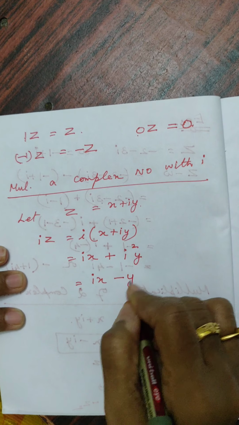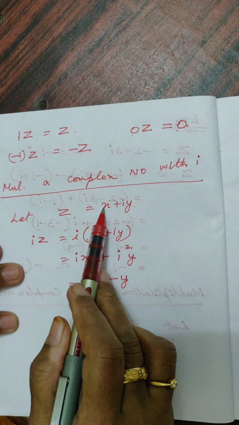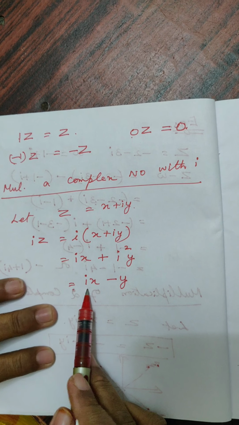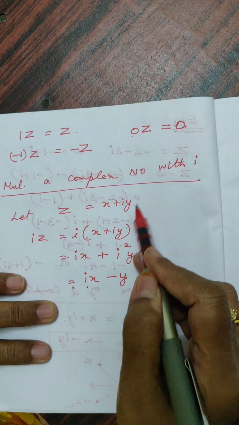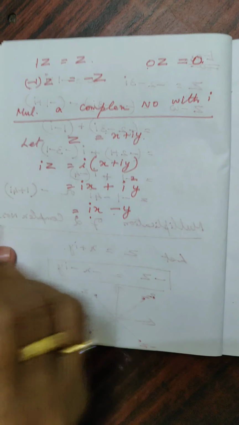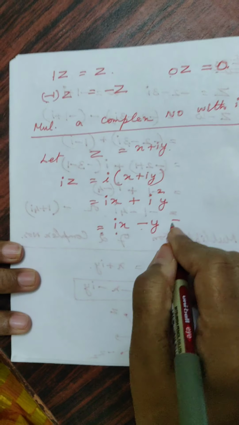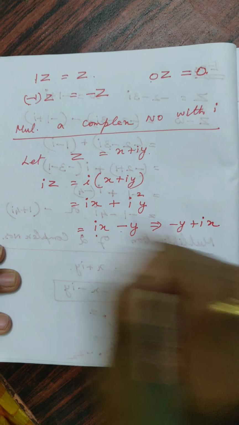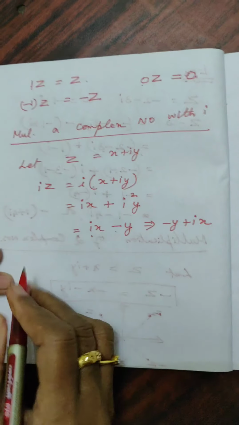So minus y. So here the real part x becomes the imaginary part of iz, and the imaginary part of z becomes minus y. See how it is happening. With the example I will explain clearly. Or I can write this as minus y plus ix. With the example you can see it clearly.